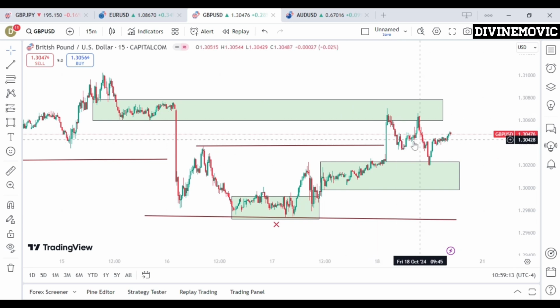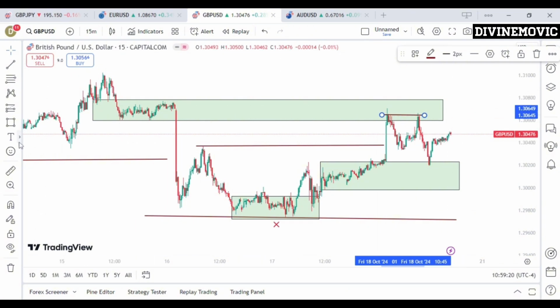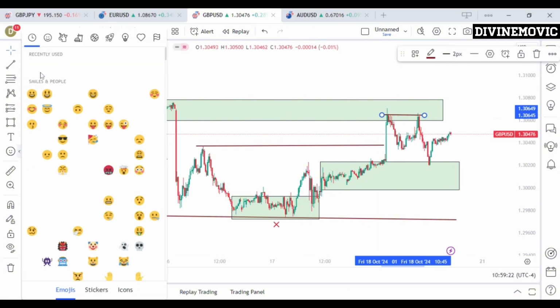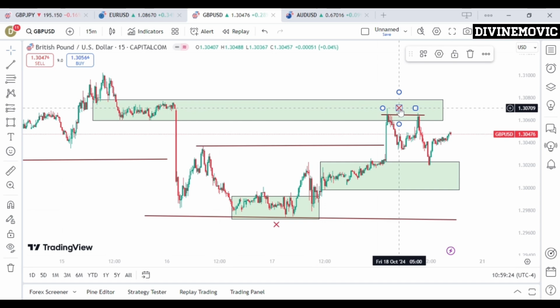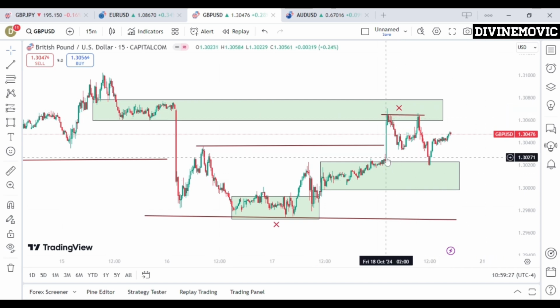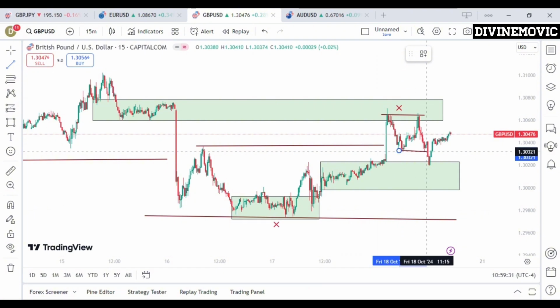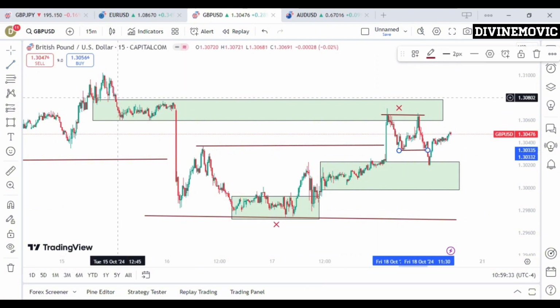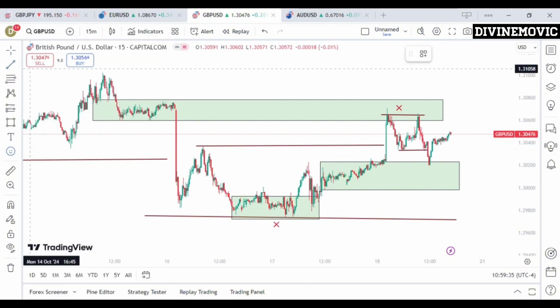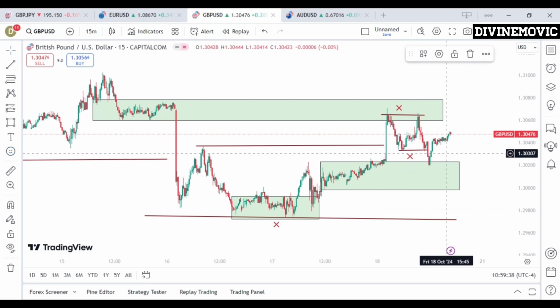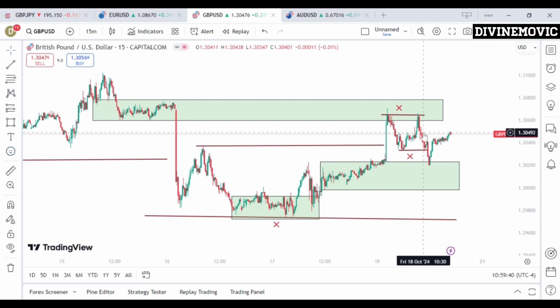As you can see, price also induced an equal high at this point here, meaning that price is likely going to come up to that point at one point or the other. And again, price also induced equal lows at this point here. That means there's also liquidity at this point here. As you can see, price took out this liquidity first, and likely the price is heading to this other liquidity at this point here.